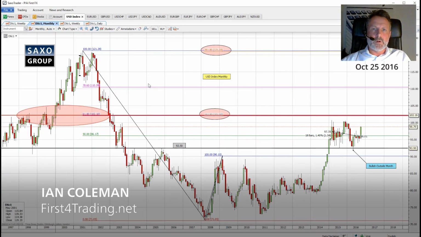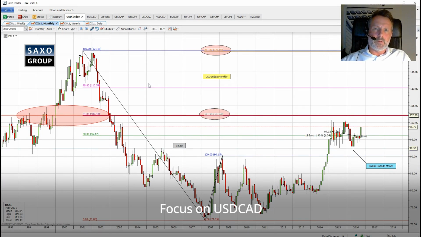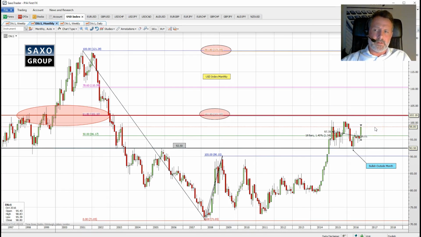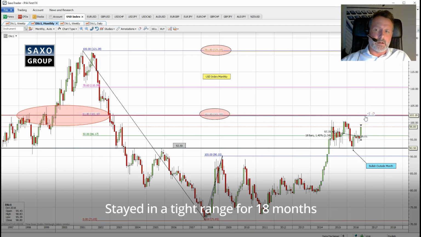Good morning. This morning we're going to talk about dollar against Canadian dollar, but I briefly want to talk about the dollar index to start with. Now, the chart that we've got in front of us is the monthly chart. Here we can see a prolonged period of consolidation. In fact, for 18 months we've stayed in a relatively tight range.